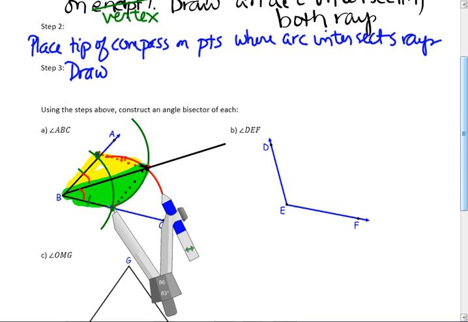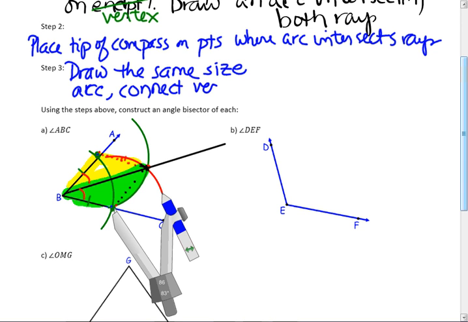Draw the same size arc from both points. And connect the vertex to the intersection point. Remember, I will be looking for your tick marks. Okay, ready? Oh, sorry. I'm going to do DEF. We're going to bisect an obtuse angle.